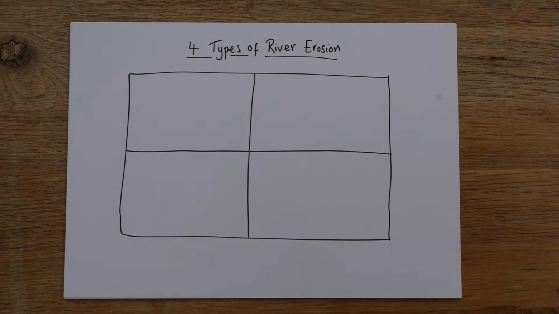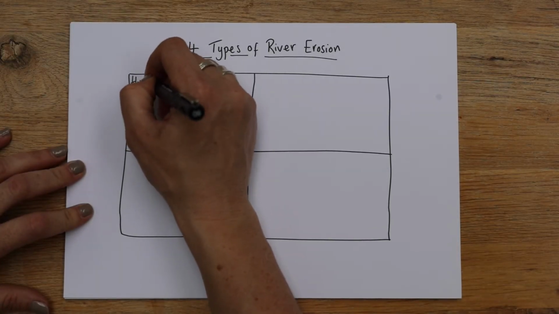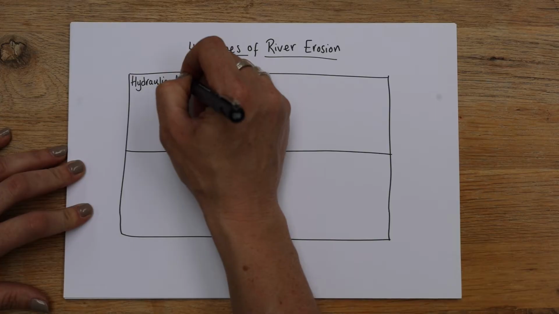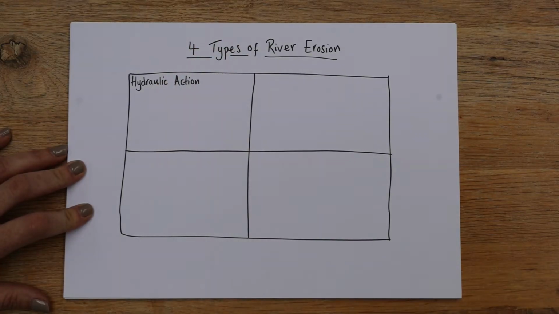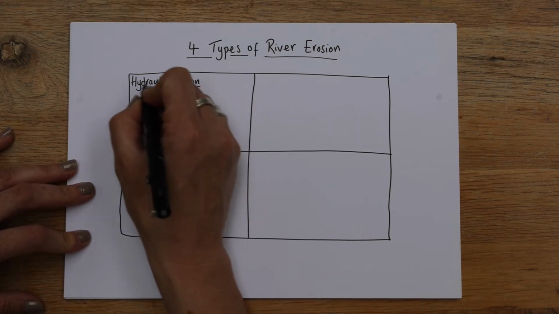I always put hydraulic action and abrasion first because I think they fit really nicely when we're talking about erosion, and they're the more powerful ones. Attrition and solution are still really important, don't get me wrong, but if there are 2 that I want you to take away and remember, it's these 2. So the first one, hydraulic action. This one is the force of the water. Just underline that slightly so it's out of the way.